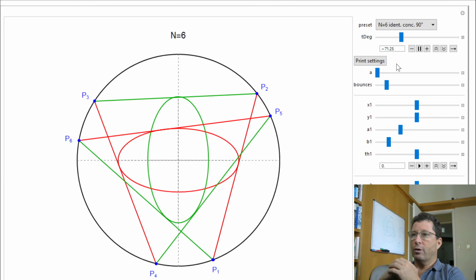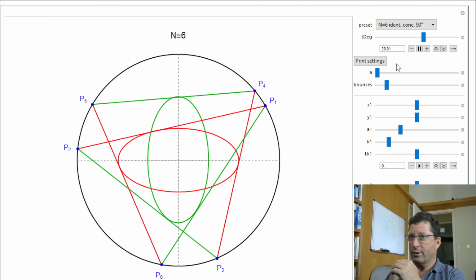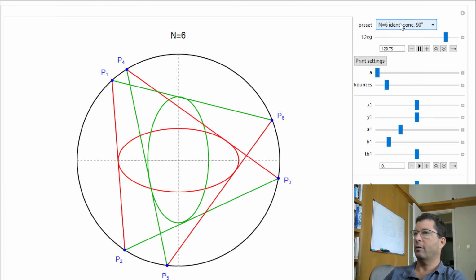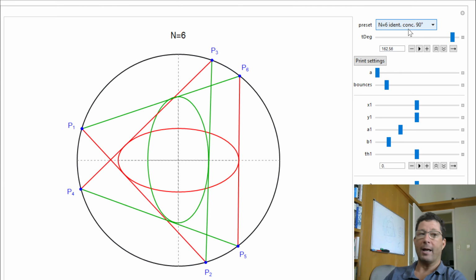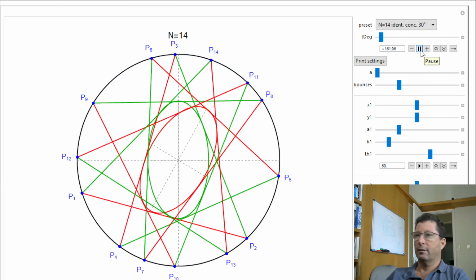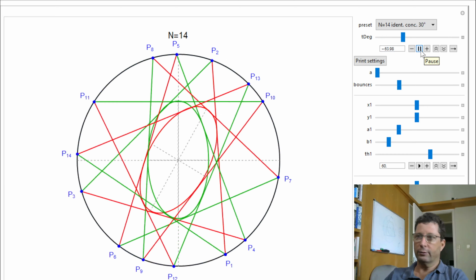So here's the example we saw in the previous video. It's an n equals 6 dual caustic Poncelet, and I actually just found haphazardly a second example, n equals 14. Now the two caustics are not at 90 degree angles.